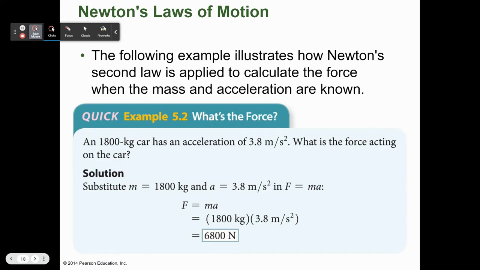And here's an example of using that. An 1,800 kilogram car has an acceleration of 3.8 meters per second squared. How much force is acting on the car? You're just going to multiply those two numbers together. 1,800 times 3.8 is 6,800 newtons.